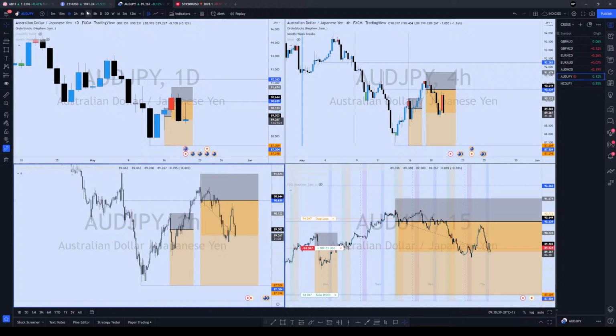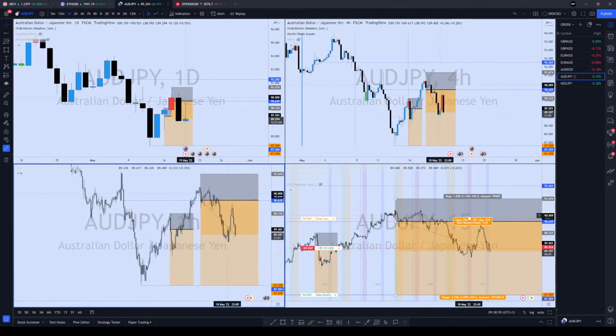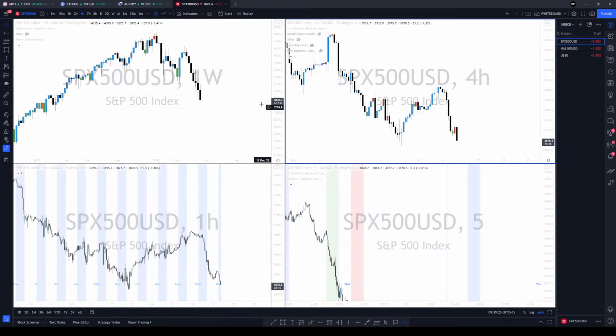I went in for the majors, because I was expecting the dollar to give me some bull run to the upside, so I went in for the majors, whilst this one has given some decent drops. I think it's gonna continue going down, because the indices are super bearish. They're gonna continue going down.